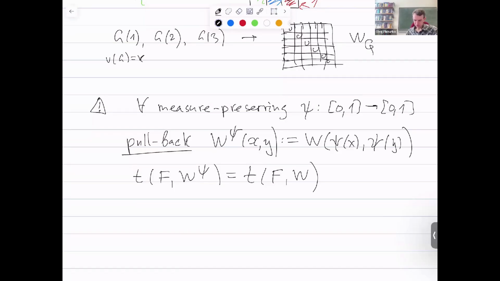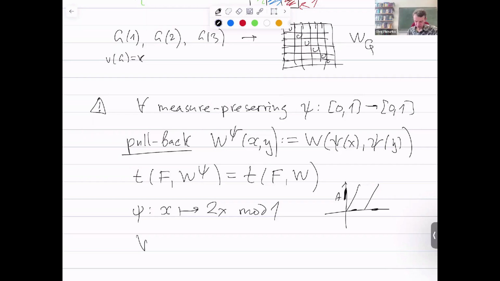And also beware that this measure preserving map doesn't have to be a bijection. So for example, you can take psi which maps x to 2x mod 1. So its graph looks like this. It's measure preserving because if you take any set A, its pre-image is just 2 copies of A scaled down by a factor of 2. It has the same measure.